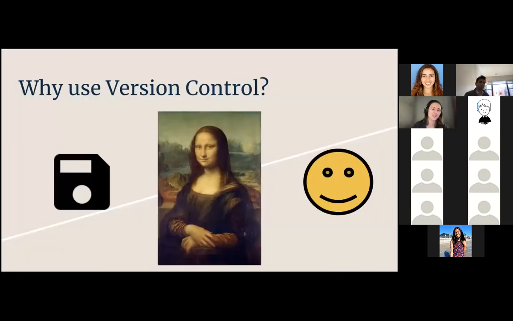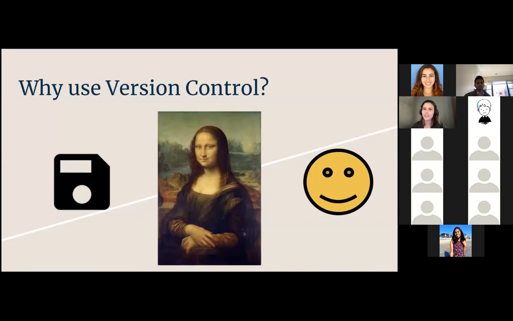So why do we use version control? Well, let's say we have a masterpiece. Our code is beautiful and it's like the Mona Lisa. It's perfect. And we don't think we need to add any more features. It's working. It's awesome. So we save it. We save our current version and we're happy.